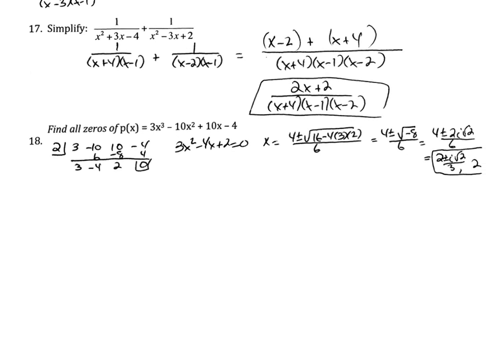Number 18, find all the zeros. You need to punch this one in your calculator. Go to Y equals, punch that in. See where it crosses your X-axis. It crossed at 2. And the way you can tell that for sure is you do your synthetic division, like we did right here, bring the 3 down, multiply, add, multiply, add, multiply. You should get a 0 if it works, which I did.